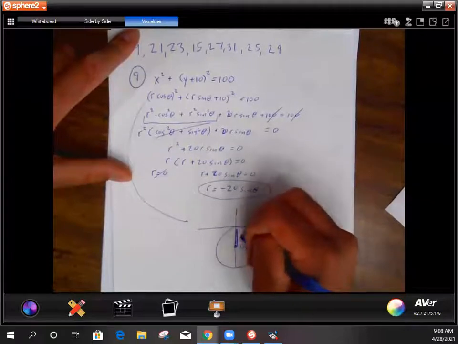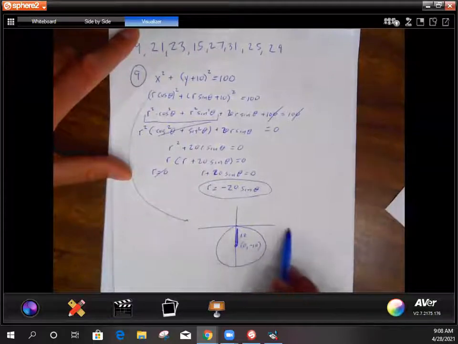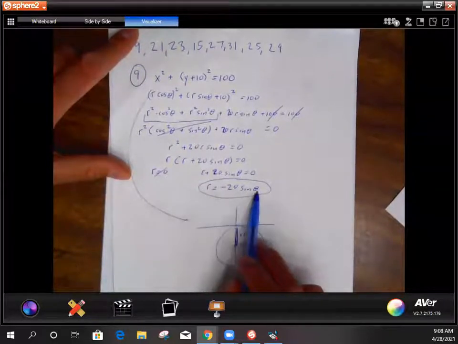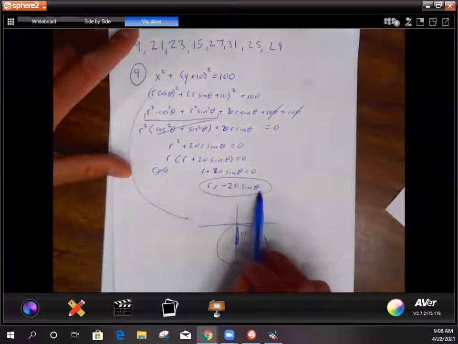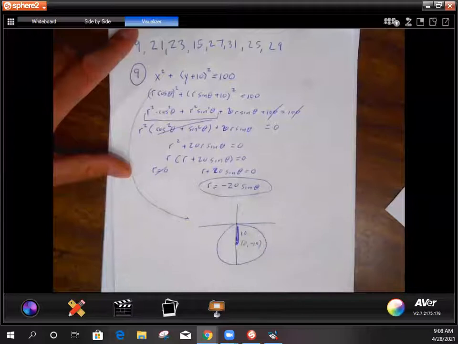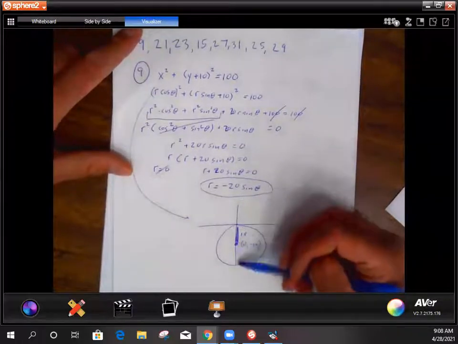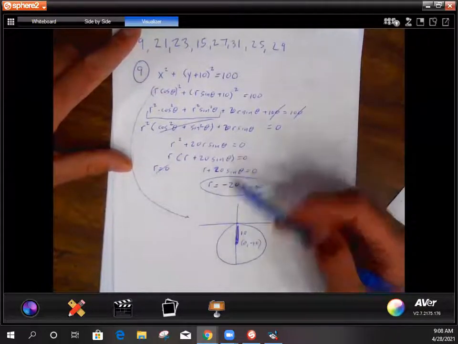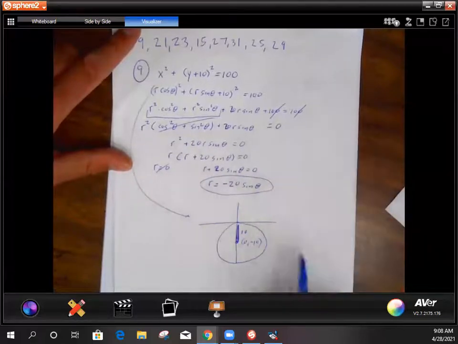So in general, a circle that's tangent to the x-axis is going to be r equals the diameter times sine. And if it's tangent to the y-axis, it'll be r equals the diameter times cosine. And this number here is going to be the diameter of the circle, which I said, but what I meant to say was the negative implies it's going to be below or to the left of the x or y axis, and if it's positive, it'll be above or to the right of it.